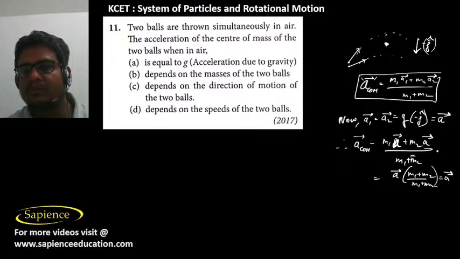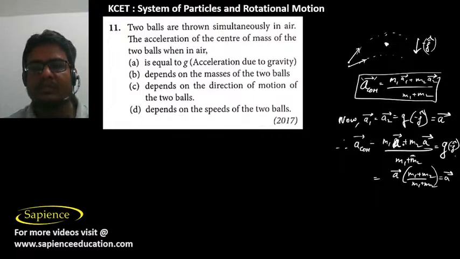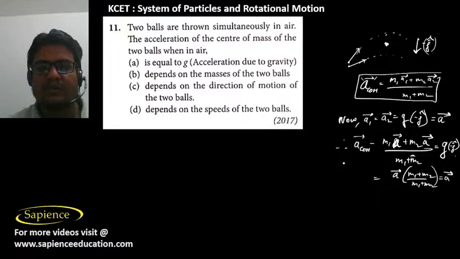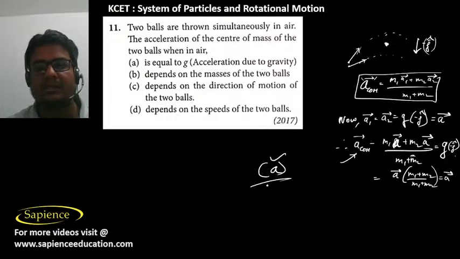So it means the acceleration of the center of mass will also be equal to g in the minus j cap direction. So g will only act. So it means the acceleration of the center of mass of the two balls which are thrown simultaneously in the air will be equal to g. So option A is the correct answer.